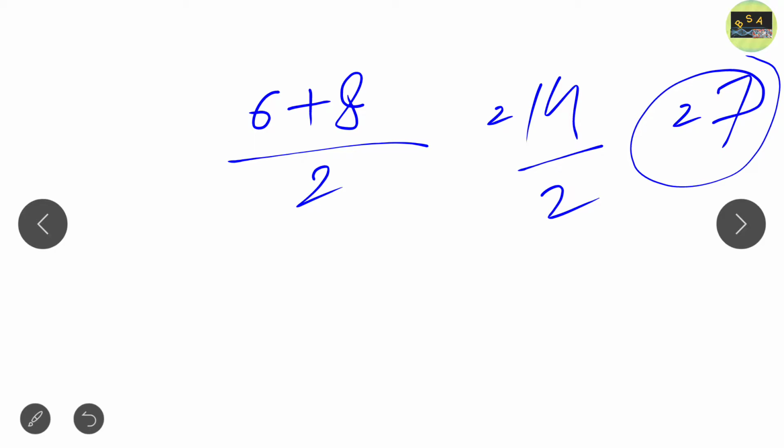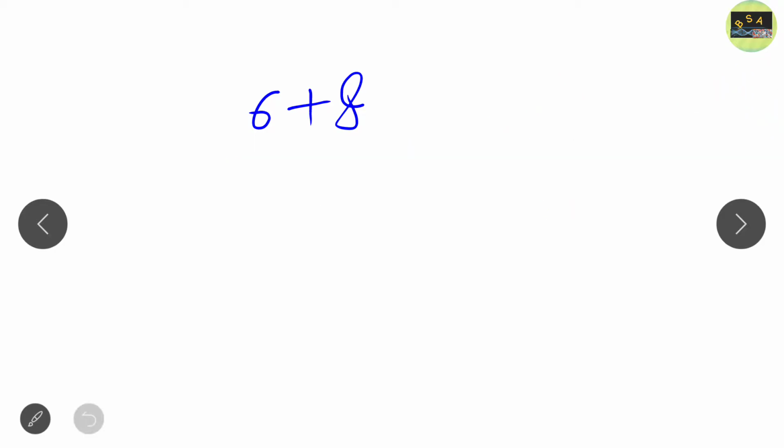Clear? Now I will show you another mixed peptide chain so that your concept becomes more clear. Okay, another mixed peptide chain. Just take another mixed peptide chain, just write it down.